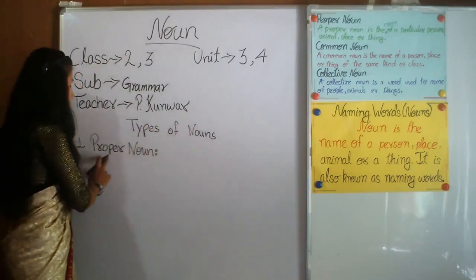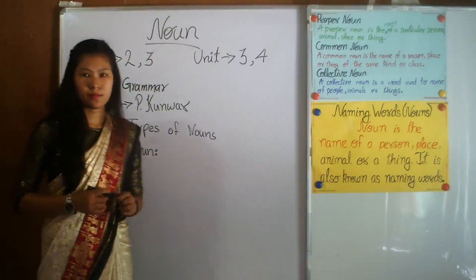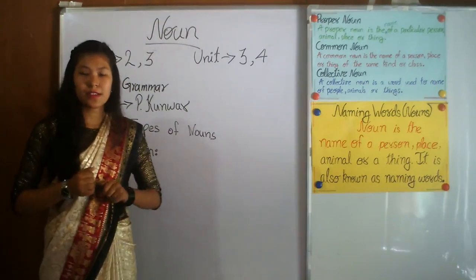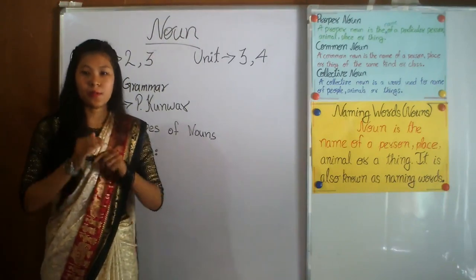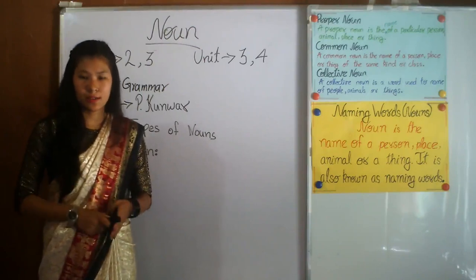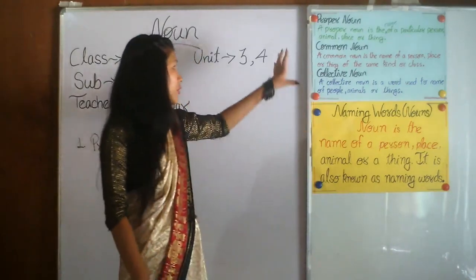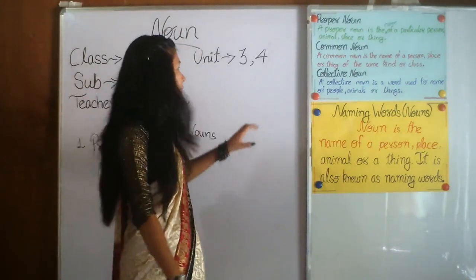First one is proper noun. So what is proper noun? Proper noun is the name of a particular person, place, animal, or thing. Here I have written the definition of proper noun. Look into the whiteboard.